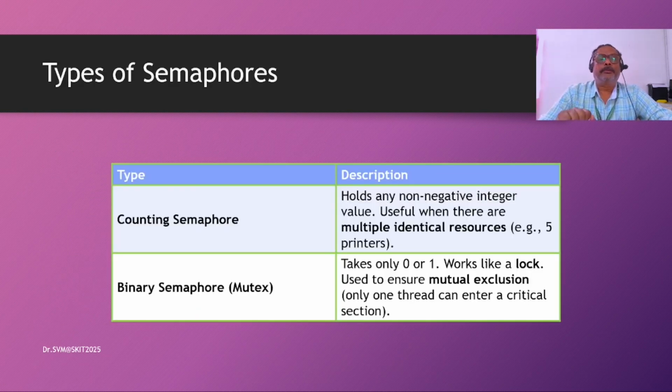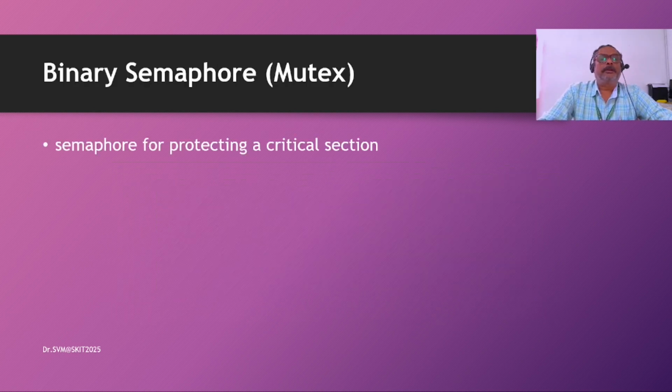One is the counting semaphore, the other is a binary semaphore. A counting semaphore is used when we have multiple identical resources of any type, and a binary semaphore is used when we have a single copy of that resource. So let's check what a binary semaphore is doing. That's a mutual exclusion, mutex.